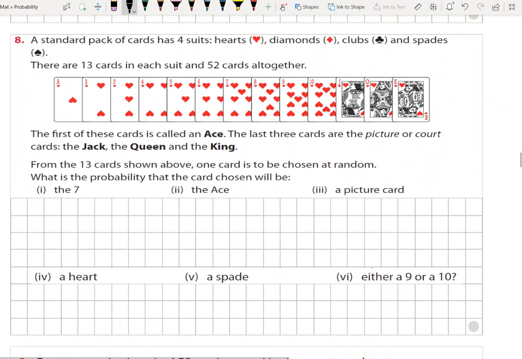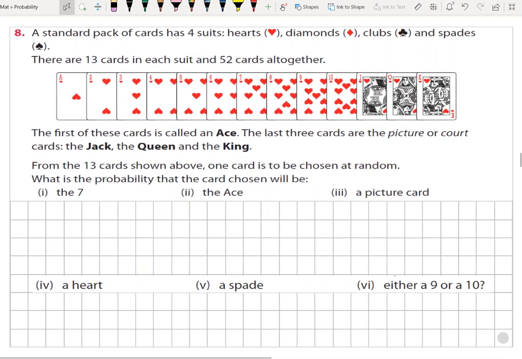We're into our standard deck of cards that we spoke about in class. So we have sweets. It's described to you there. What is the probability the card chosen will be a 7? From 13 cards shown, what is the chance of getting a 7? Okay, well the total number of outcomes is 13. Because they're not using a standard deck, they're only using the hearts, the probability of a 7 is equal to 1 over 13.